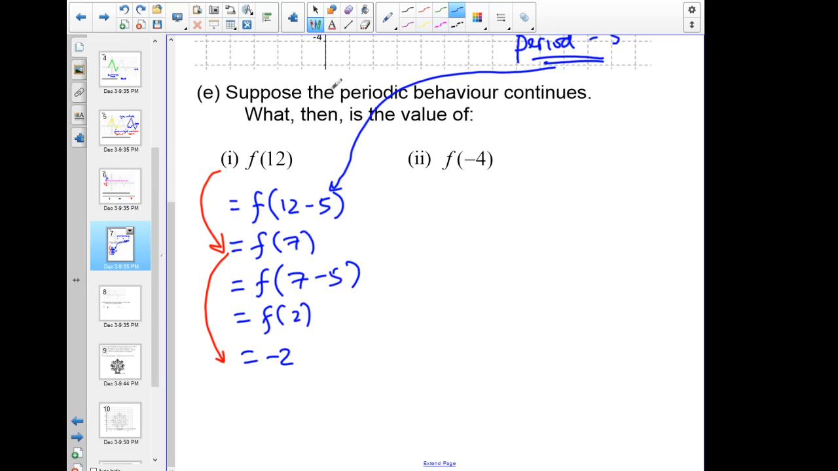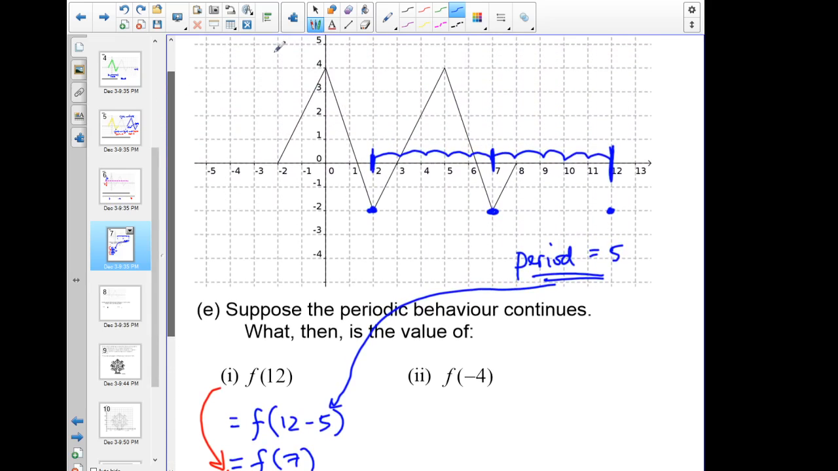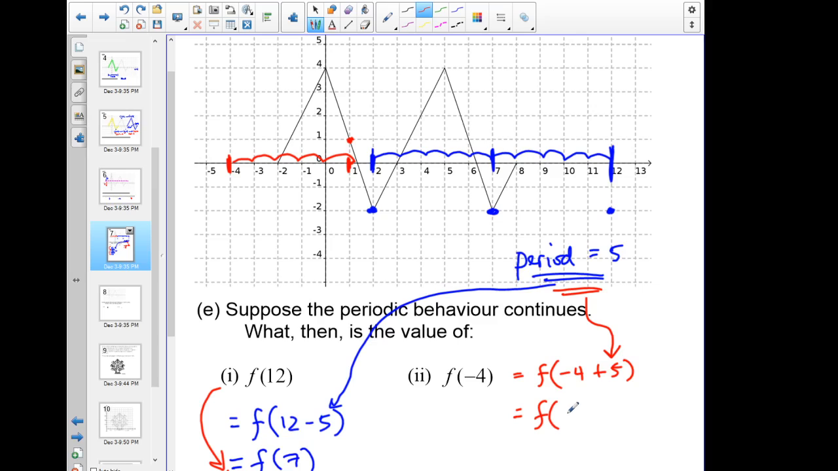Same idea here. What is f of -4? Let's change the color. There's -4. It's not on our graph. Yes, we could draw some or all of another cycle, but instead 1, 2, 3, 4, 5. And that would put it at the same value as f of 1. So f of -4 is the same as f of -4 plus 5, once again adding the period, which is the same as f of 1, and f of 1 is equal to 1.